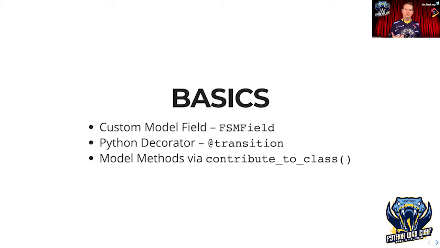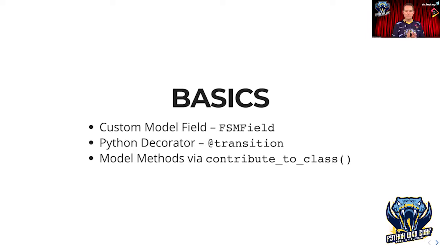So the basics of using Django FSM really come down to these three areas. The custom model field. So on your models, as you're creating fields, you may make a workflow state field on it and use the FSM field. That allows you to specify what the names of the states are, enumerations for them. A specific Python decorator that you'll apply to methods on your models. And then there's going to be bonus methods or model methods that are added to your model from FSM via the contribute_to_class. It's actually a really neat usage of contribute_to_class here.